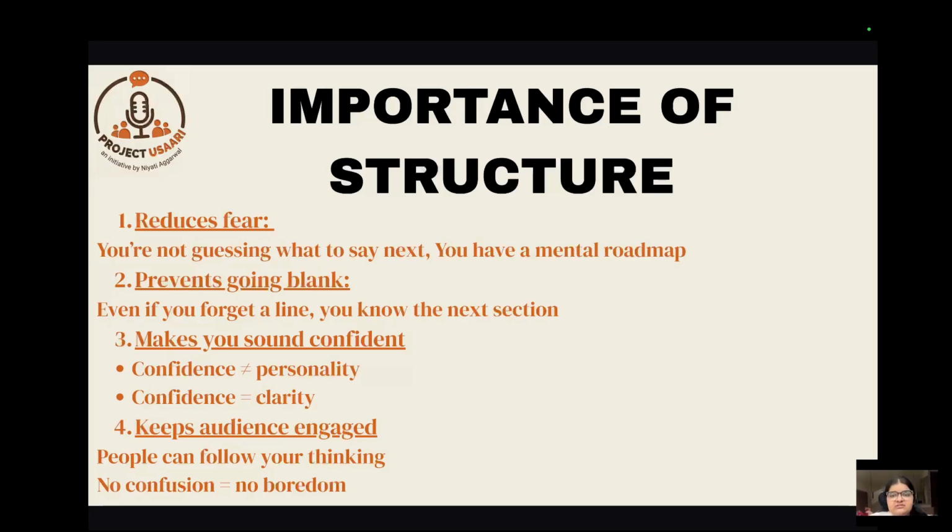In the last session that we discussed on why people fear public speaking and how you can overcome it, I explicitly mentioned that the biggest way you can reduce fear is by structuring your speech, because that way you're not guessing what you have to say next, because you will already have a mental roadmap. You already know that, okay, these are the pointers that I have to speak after I complete this particular pointer.